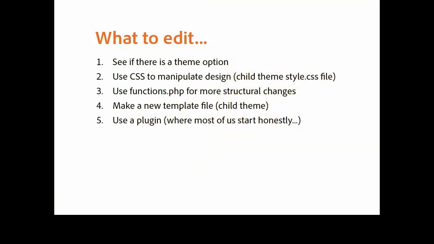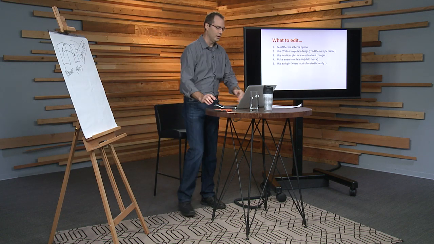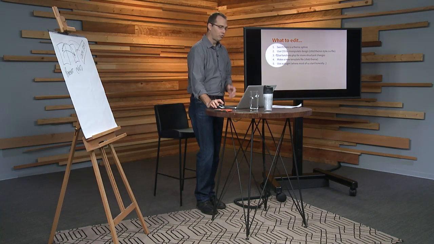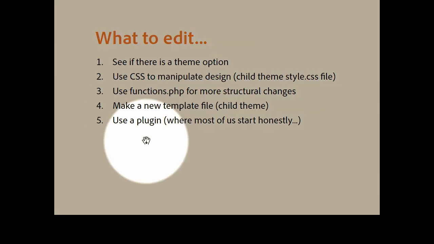Use CSS to manipulate the design. Okay, we can do that. We're going to do that in just a second here. I'm going to kind of take you through that. We're going to use styling for the child, which is going to override the parent. Okay, so that's the idea. If you want to make structural changes, we want to add like another sidebar, another menu, or something like that, which we're going to do in just a few minutes here, we're going to use a new template file for the child theme, okay, or something else.